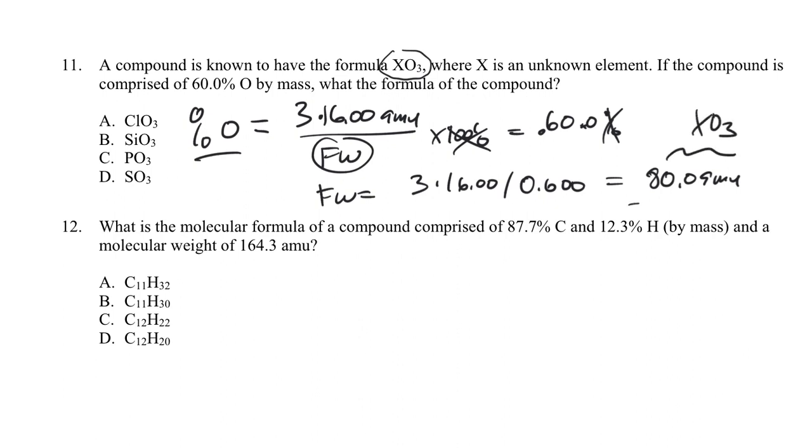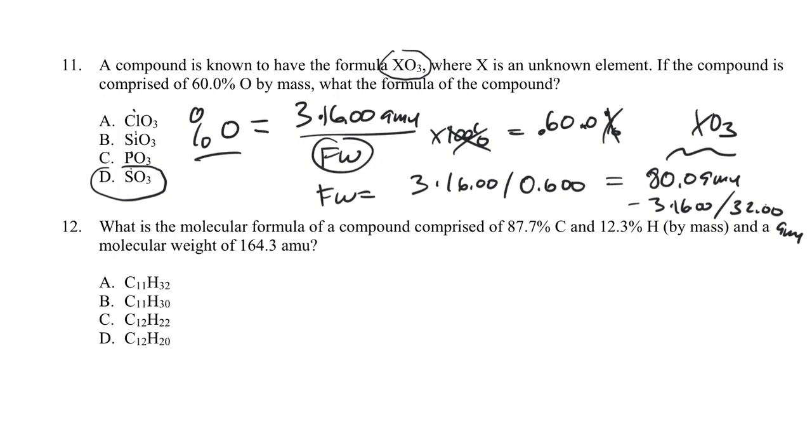So I just have to subtract the mass of 3 oxygens, and that leaves behind a mass of 32.00 AMU. And then I just go check in the periodic table for which of these elements has a mass of 32, and that's sulfur. So this would be SO3.